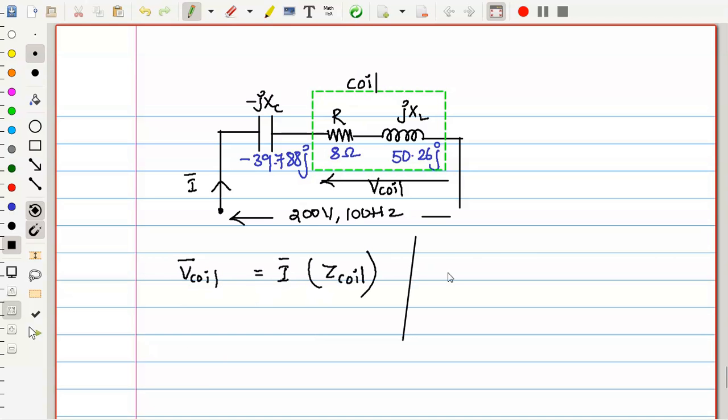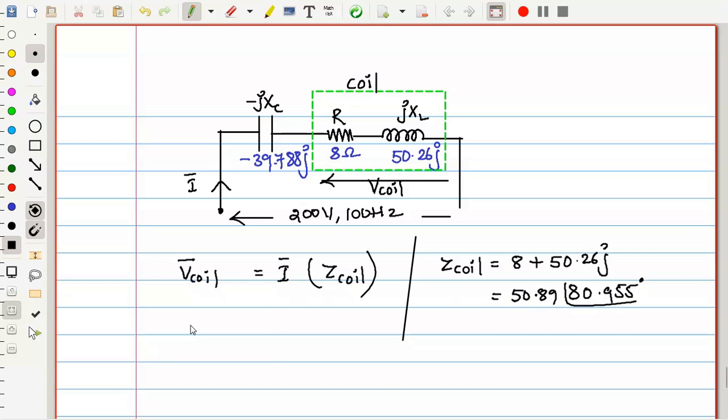Now how much is Z coil? You can write Z coil equal to only that part, that is 8 plus 50.26j. If you want, you can put this in polar form. So give me the answer quickly. 8 plus 50.26j is 50.89 at an angle of 80.955. Is that clear?